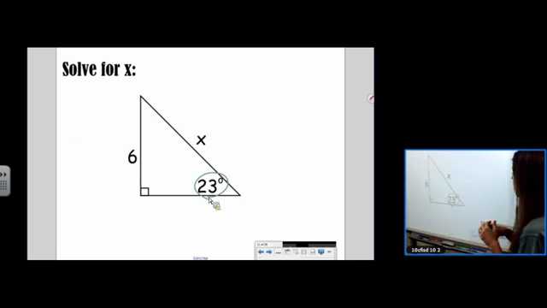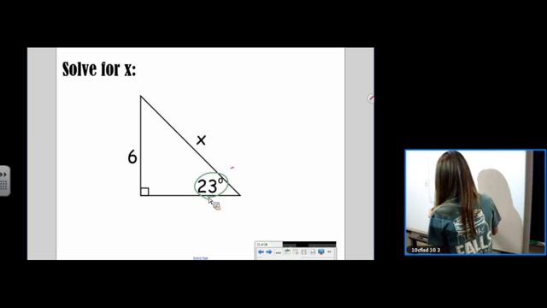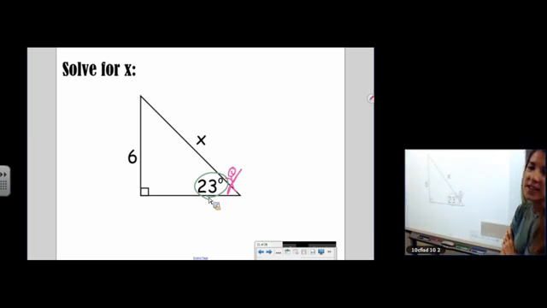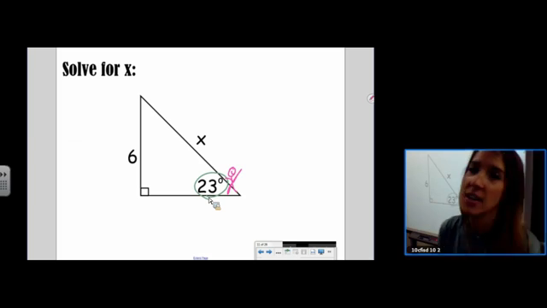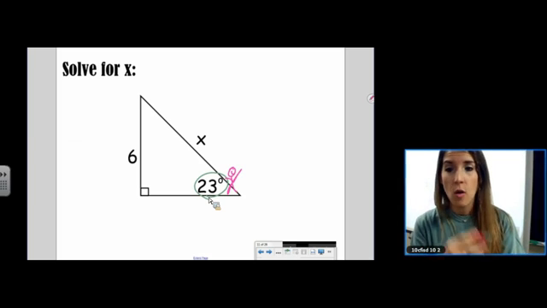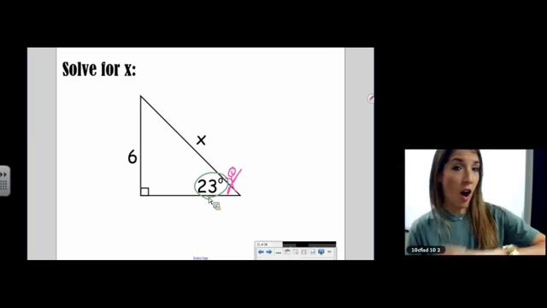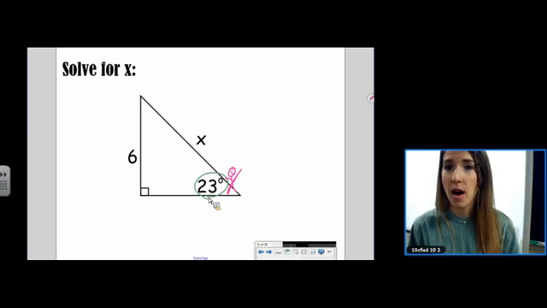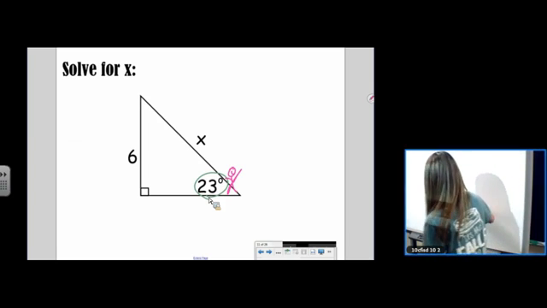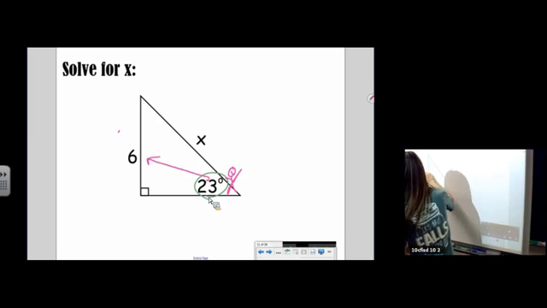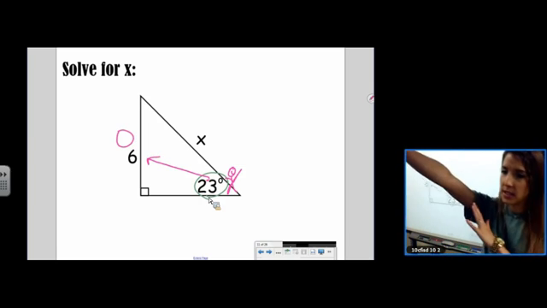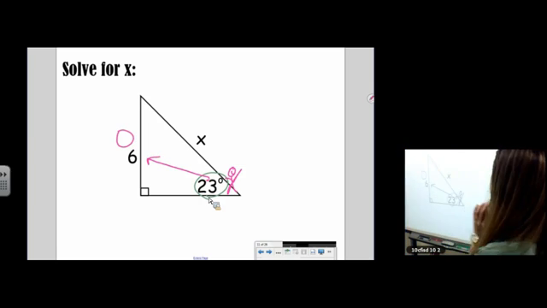Look at that angle. Pretend you are standing at that angle. That's you. Hi, class. Happy Friday. Okay, that was a weird face. That's you. You're standing there. Compared to you, what is 6? Is it opposite? Is it adjacent? Is it hypotenuse? Compared to you standing at this angle, it's far away. It is on the opposite side of the triangle, so it's opposite.